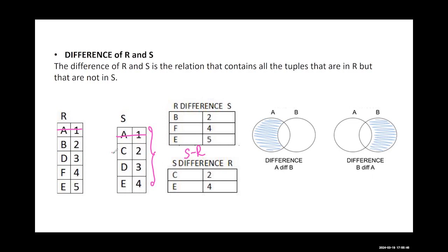C2, okay, this is not there, so this is eligible. D3, yes, it is common, so I'm going to remove it. E4, no, it is not common, so I'm going to keep it. E5, F4 and B2 I'm going to remove because I don't need R, because it is S minus R. Okay, so this is your difference of two relations.